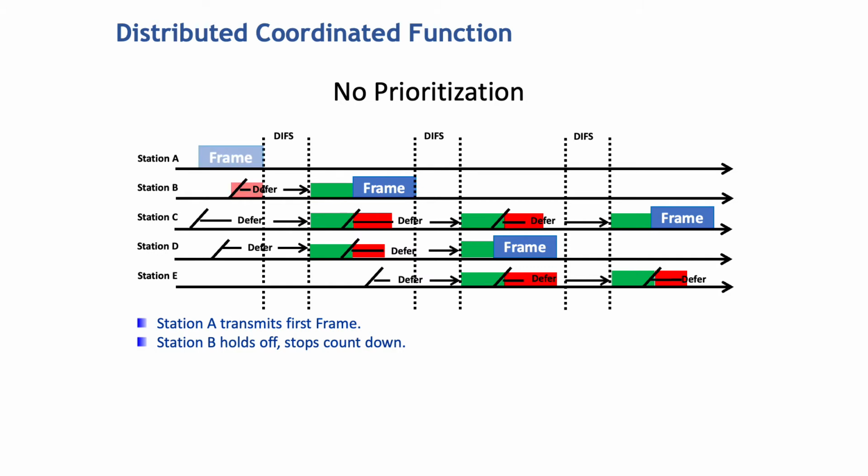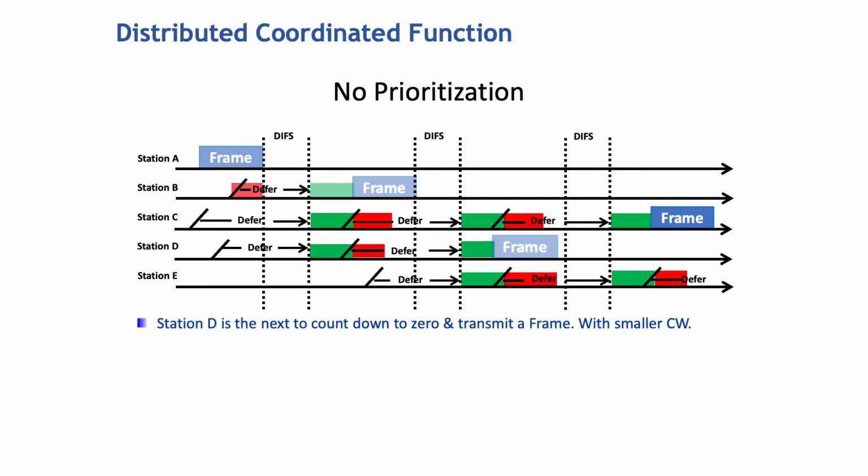It also has to take into account the distributed coordinated function interframe space. If you like, this is a safety window between successive frames to make sure that there's no interference and the channel is actually totally clear. So at this point, station B resumes a countdown after the DIFS space. It counts down to 0 and transmits the frame.